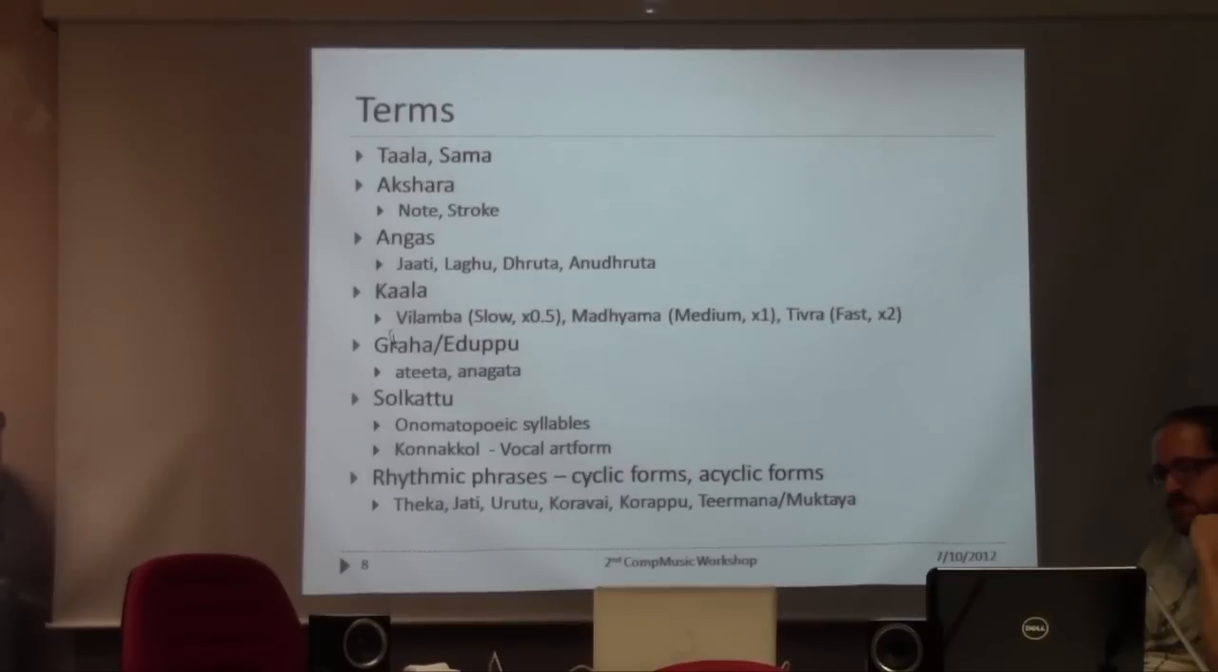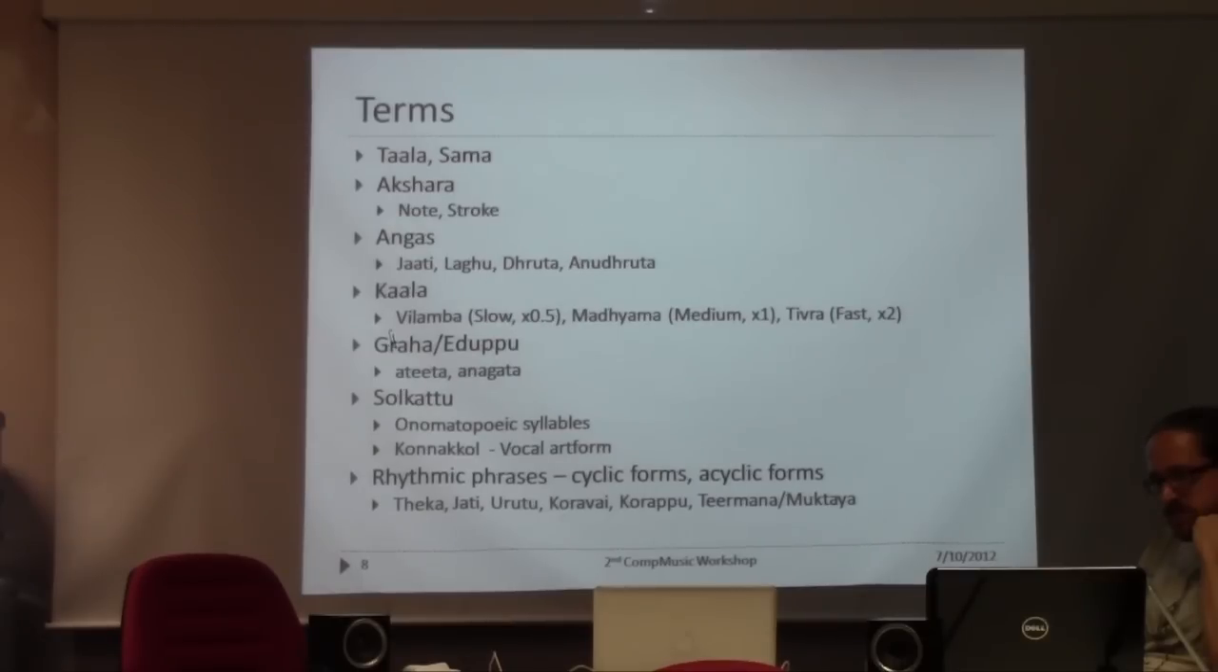They are doubling up of tempos. And then the eduppu is atita or anagata. Atita is where you can start before the sama actually starts, or anagata, where you could start later, just like the way he did it. It was later, it started after the cycle had already started, the composition.